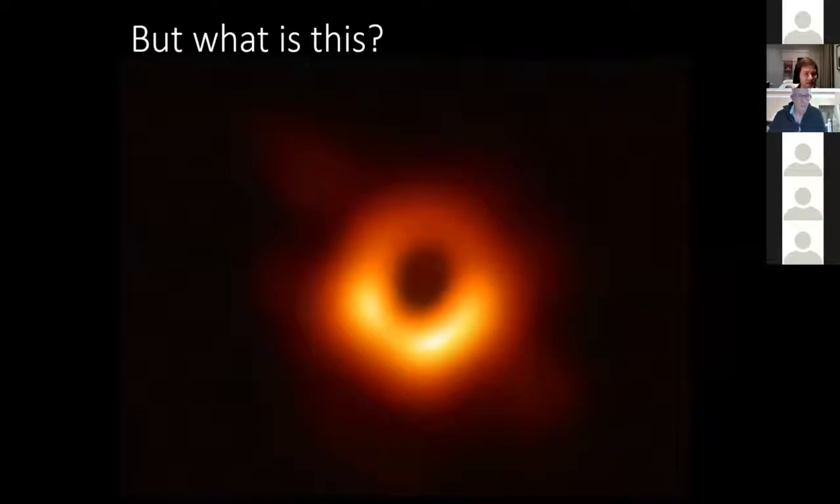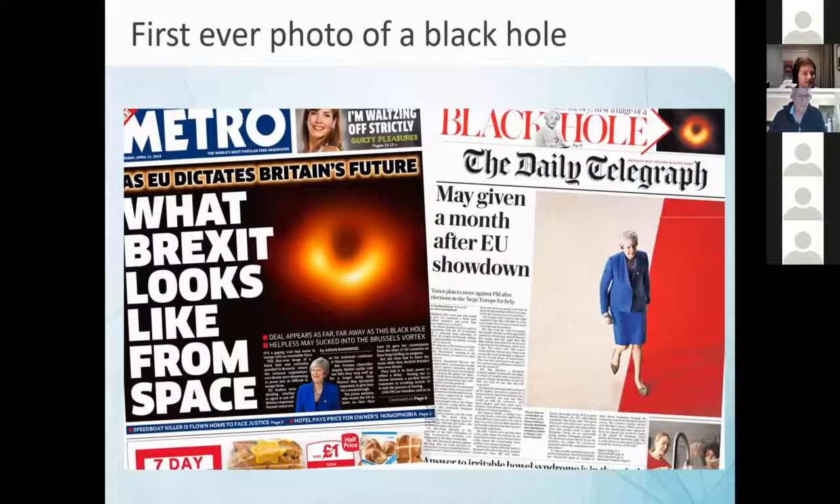And what is this then? So you might know that this was the first ever photograph taken of a black hole, and the press went wild and made lots of jokes about it too. But this was really an enormous achievement. And the question is, how is it possible that we could take a photograph of a black hole?